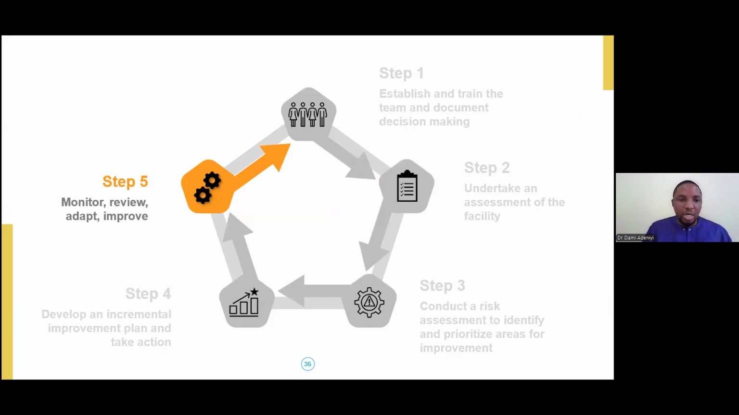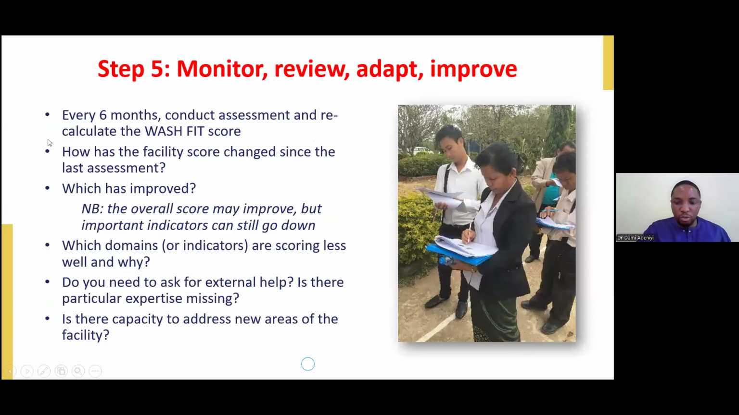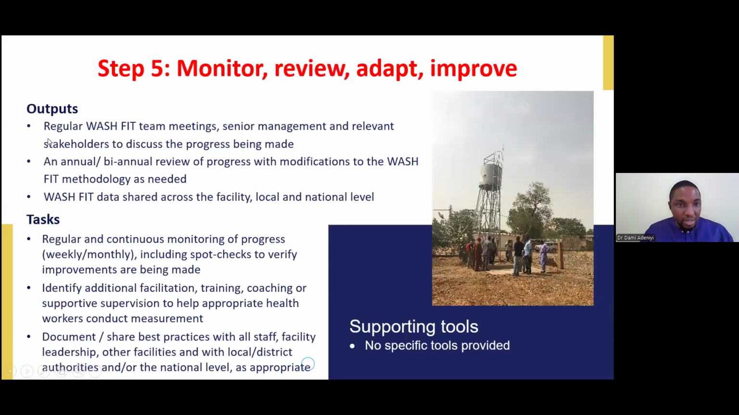Step 5 is to monitor, review, adapt, and then improve what you have previously done. The outputs for this will include regular meetings of the team and senior management. So it's important to identify here that it helps to have somebody in management on the team. But when you get to step 5, you engage more with management, or relevant stakeholders, so that you can discuss the progress you have made.